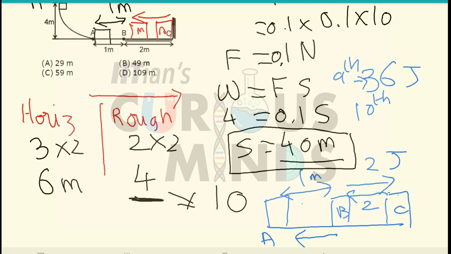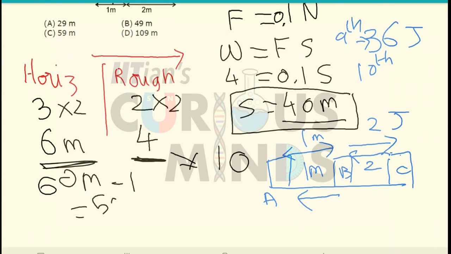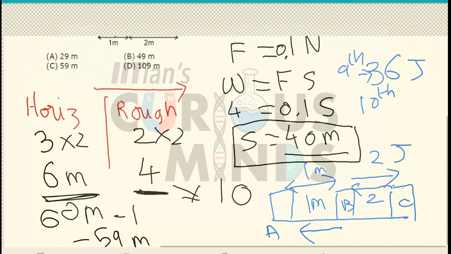So in the 10th round, 1 meter has been reduced. So by 10 rounds, the total distance traveled is 60 meter, okay, minus the 1 meter. So it will be equal to 59 meter. 59 meter will be the total distance traveled during the entire path.